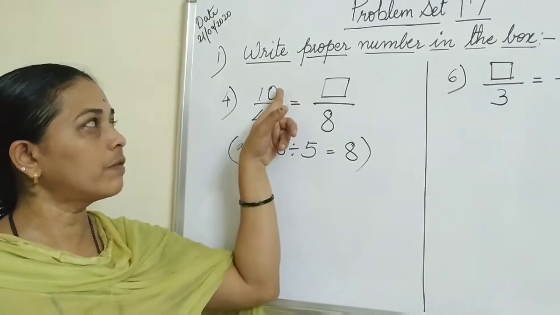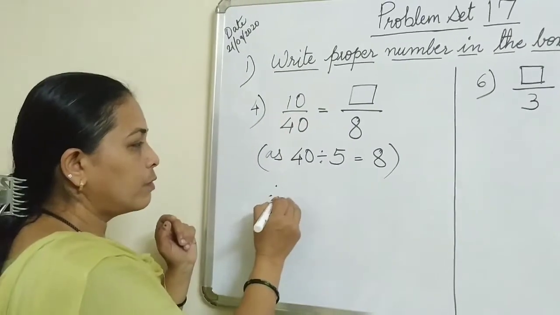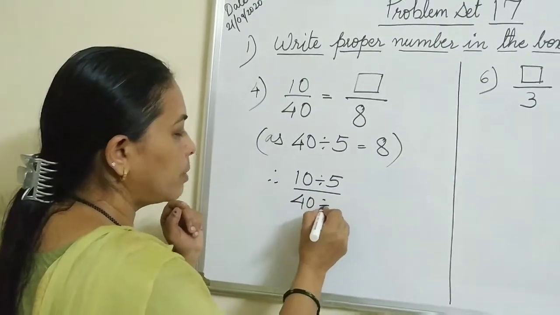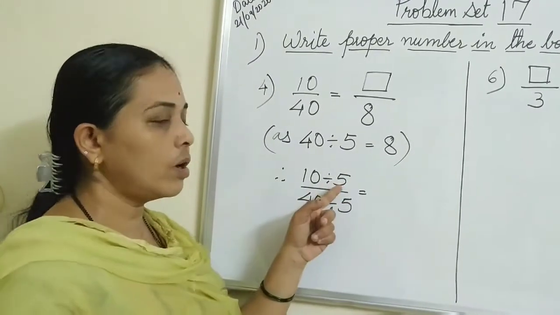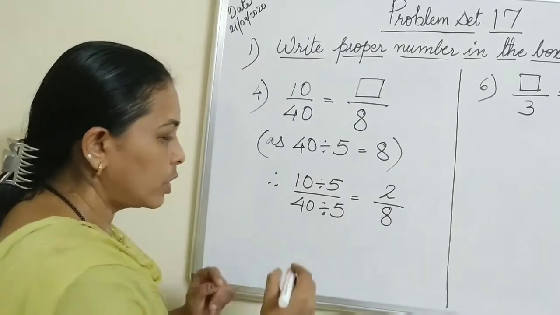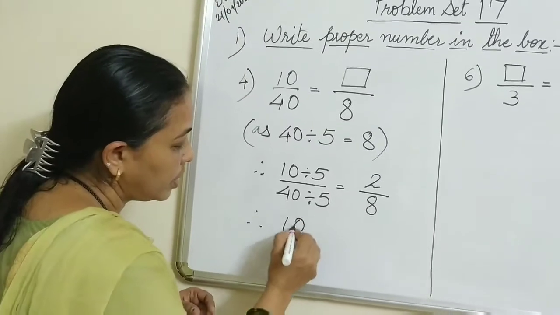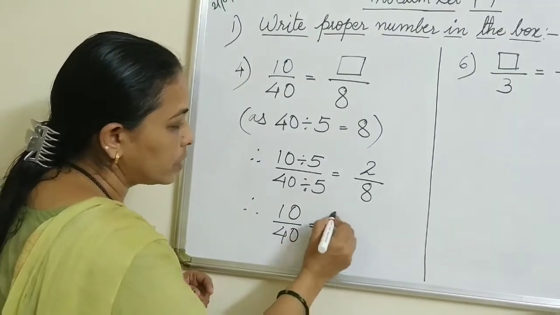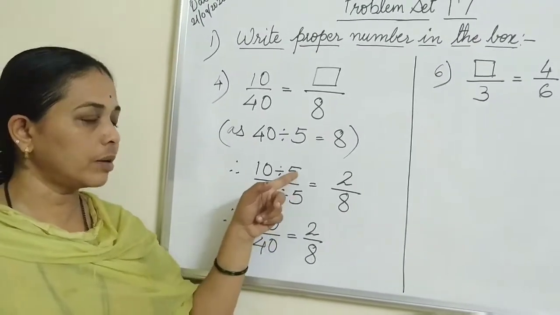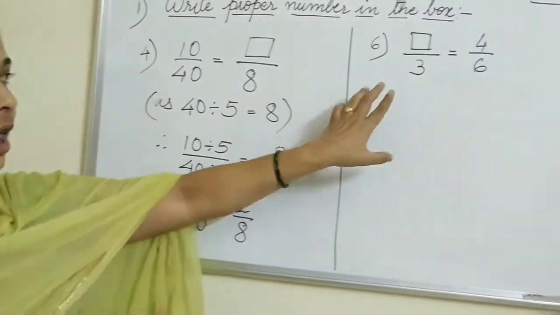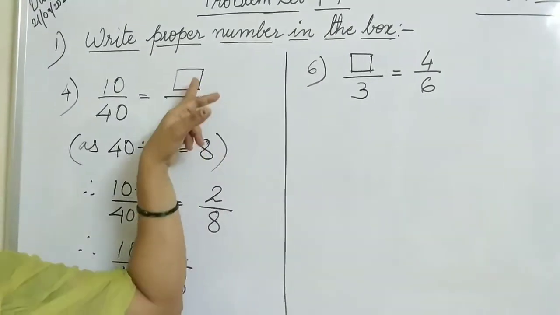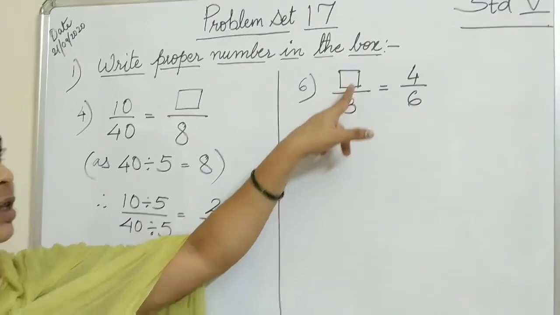So the same thing, you have to divide 10 also by 5. So therefore 10 divided by 5 upon 40 divided by 5, we will get, how many times? 2 5s are 10 and 5 8s are 40. Therefore our answer is 10 upon 40 is equal to 2 upon 8. Both the numbers should be divisible by the same divisor. The second sum is also a little different type. This side you have to find. Usually you have found the right hand side. Now the left hand side box is given.